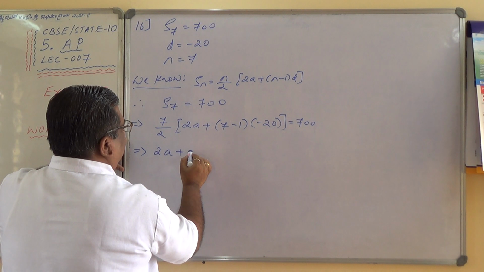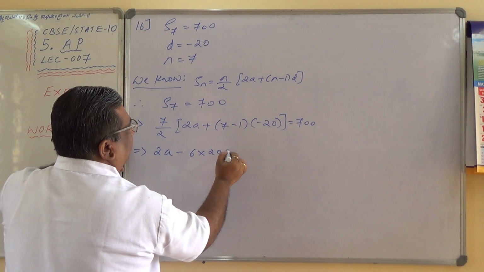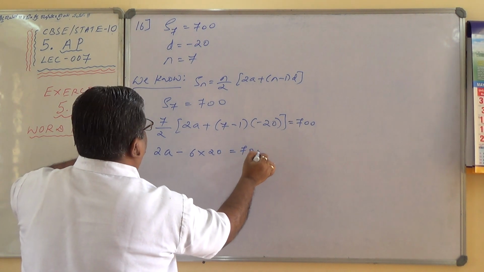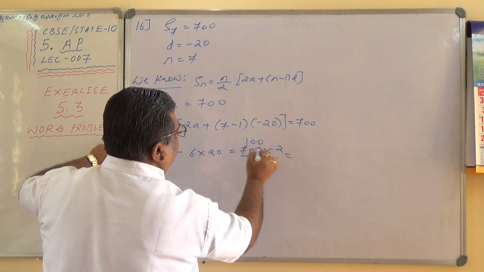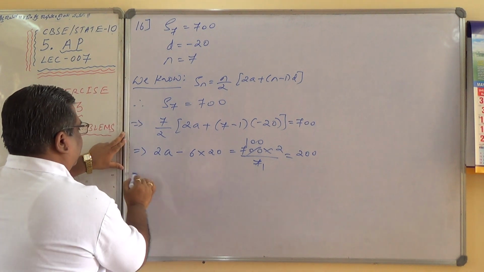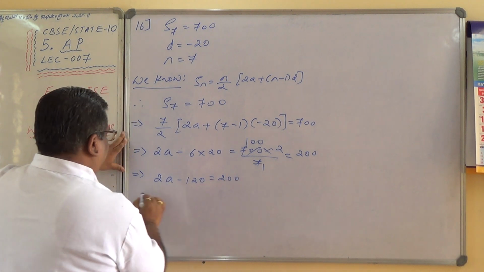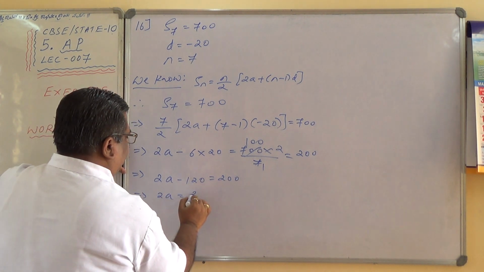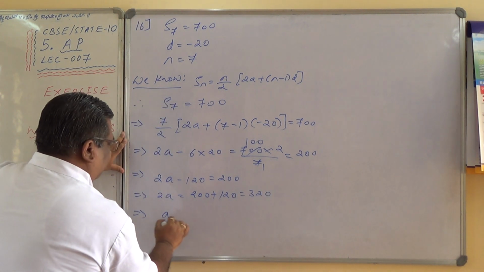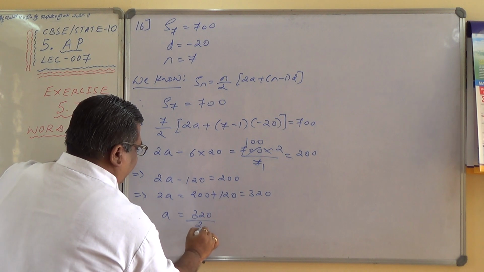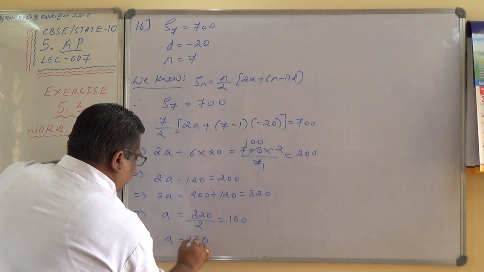Plus, minus, it is because plus into minus is minus, 6 into 20 equals 700 into 2 divided by 7, which equals 200. This implies 2a minus 120 equals 200, 2a equals 200 plus 120, 320, therefore a equals 320 divided by 2, which is 160. Therefore first cash prize is 160.